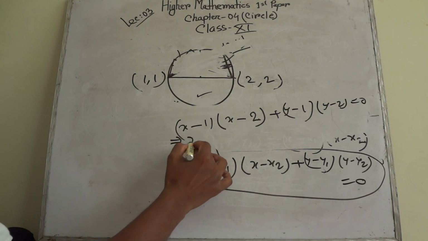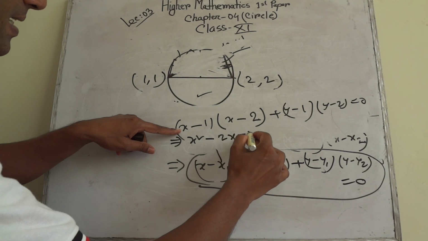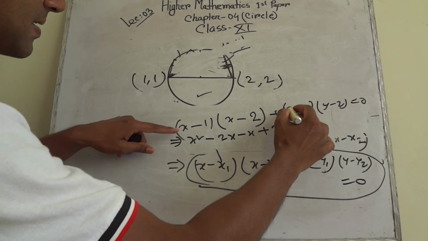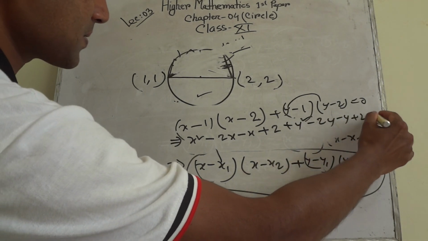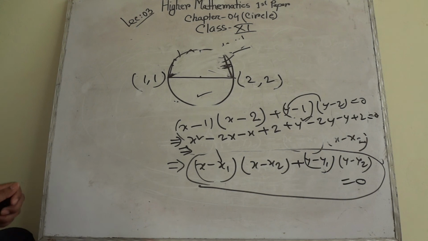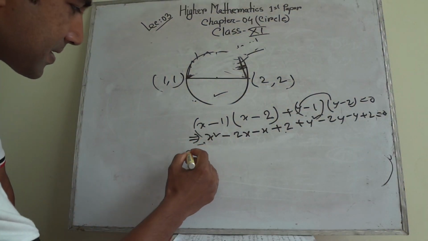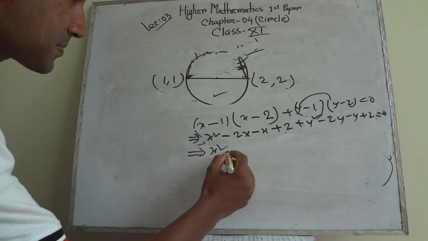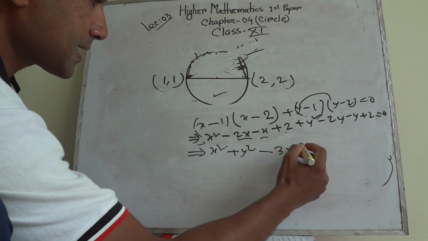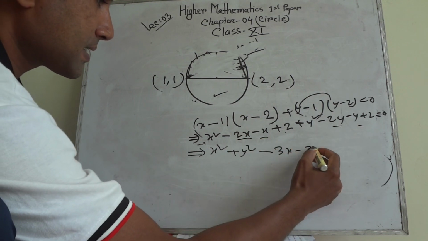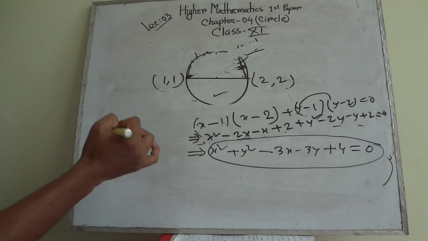That means we can write x square minus 2x minus x plus 2 plus y square minus 2y minus y plus 2 equal to 0. Now write it in arranged form. Okay, now follow this. After calculation, we will get the result: x square plus y square minus 3x minus 3y plus 4 equal to 0. This is the required result.